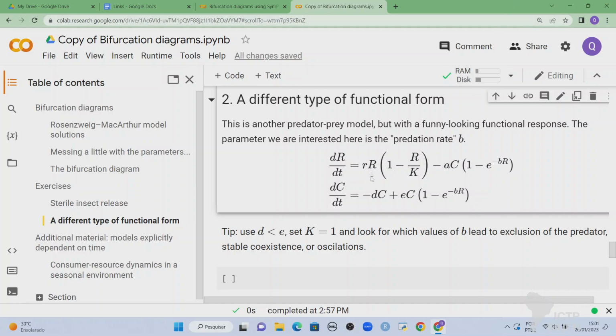So this is a consumer-resource equation, a predator-prey equation. The growth rate of the resource is a logistic growth, okay? And then for the consumer, I have a death rate here. And then there is this term that is the consumption term, which is proportional here and here, okay?